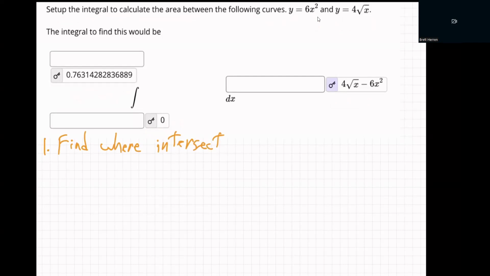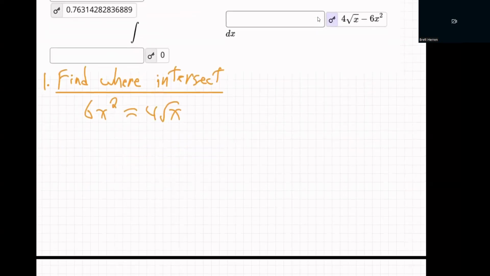So, gotta do that. So how do we find out where they intersect? We set them equal to each other. Take this one and this one, set them equal. They're going to intersect where they hit each other, where they're equal height, where the y values are equal. Now, how do we solve that equation for x?